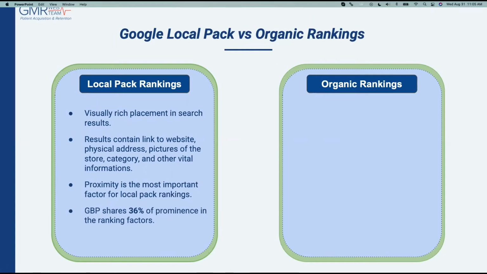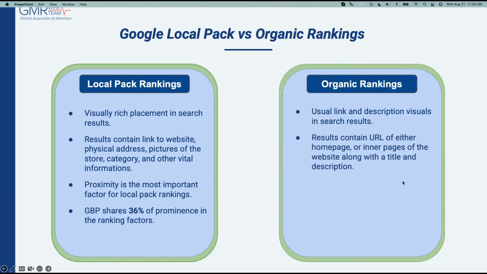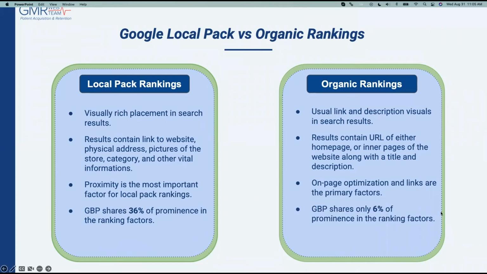So how well you create your profile really affects your ranking factors. With organic rankings, these are the results people typically think of. It usually drives the user to the homepage of your site, or somewhere in the inner pages or a blog, for example. And these rankings are more influenced by how well your website is optimized, so the on-page optimization or backlinks. And Google Business Profile only contributes a smaller percentage to the prominence and ranking factor. So you can see the big differences here and what influences that.